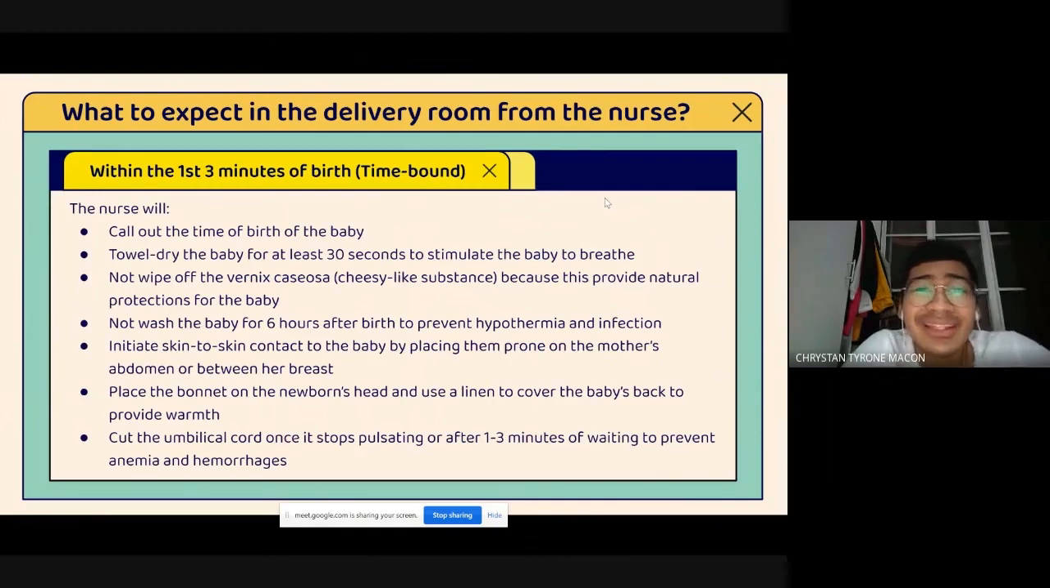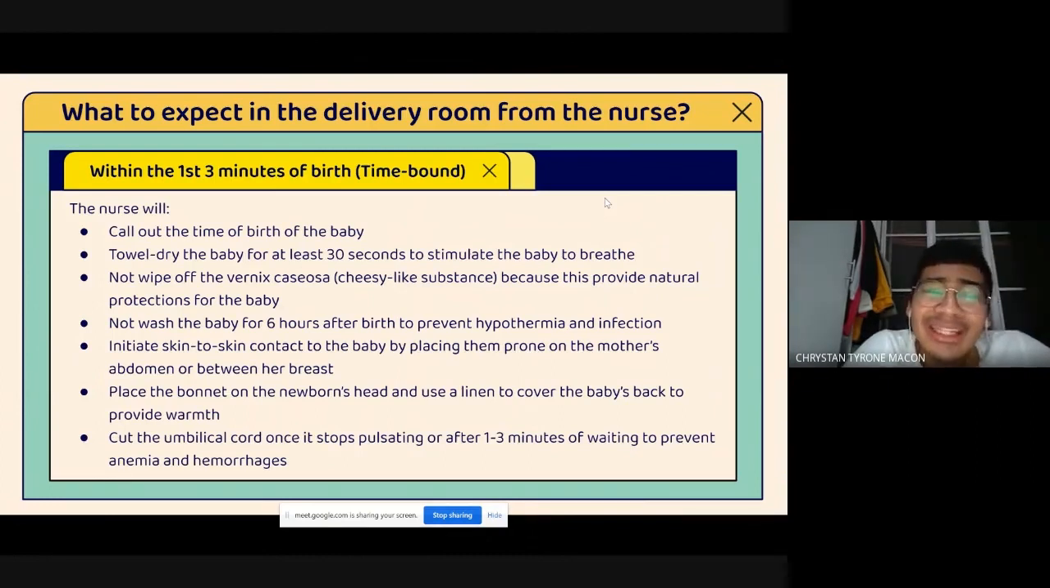So ano po ang dapat natin i-expect sa delivery room sa mga nurse? So ito po ay within the first 3 minutes of birth or ang time bound natin. So malalaman nyo agad, ang nurse pag panganak kay baby ay i-call out nila ang time at ang gender ng baby natin. After naman nun ay pupunasan nila si baby, idadry nila for at least 30 seconds para naman ma-stimulate ang baby natin para huminga.